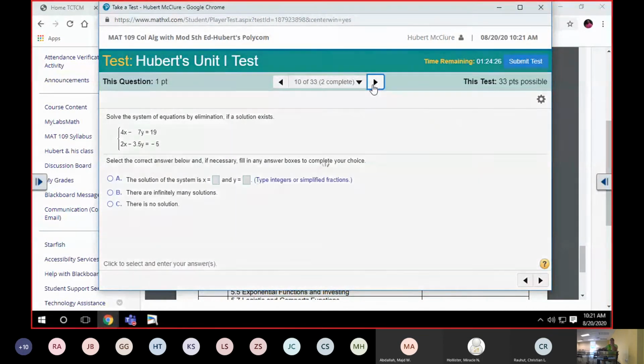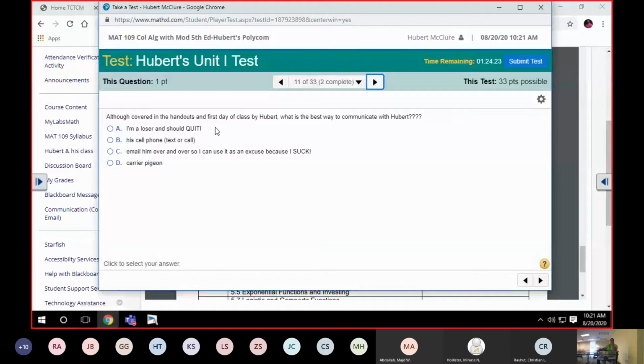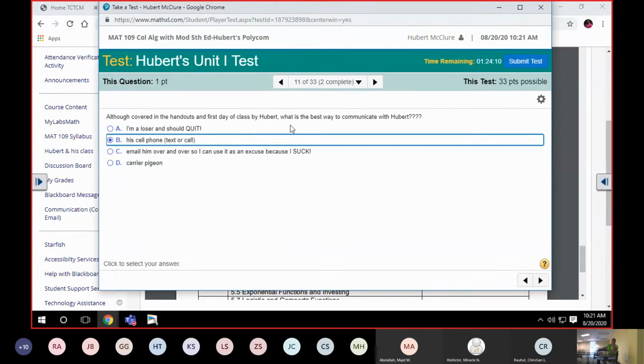Math question. Well, now, even this question is obsolete. It's not his cell phone, but that's the answer. The best way to contact me now is through Teams, because it comes to my cell phone also. So that's the best way to contact me, through the individual chat. If you want to contact me through the bulletin board chat, that's fine. But most of the time when students need to contact me, they contact me through the individual chat.